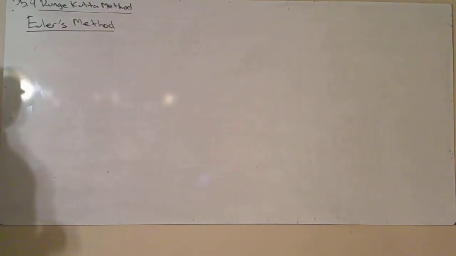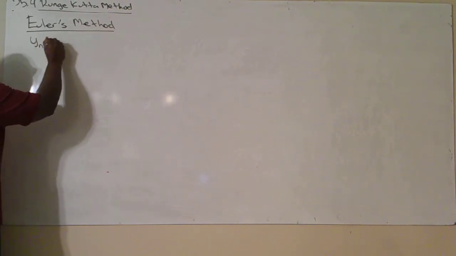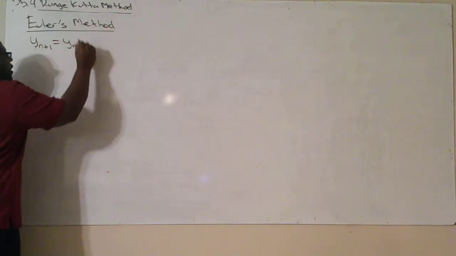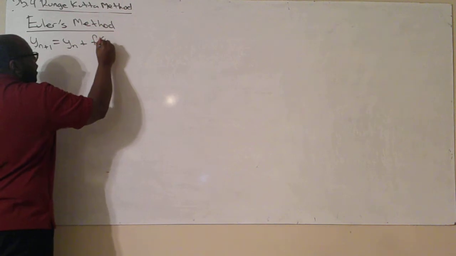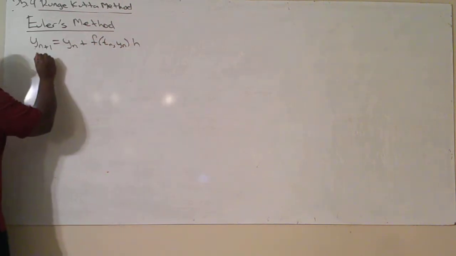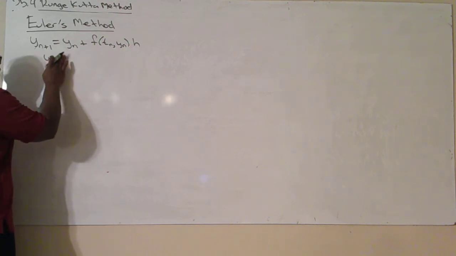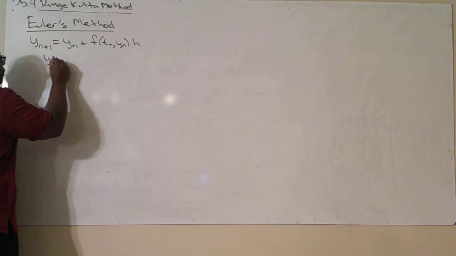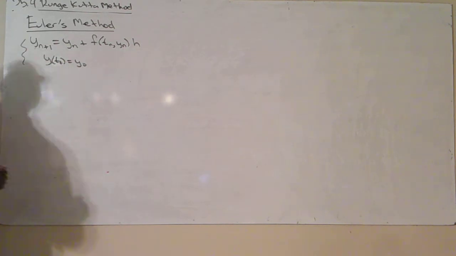Euler's method, right? And we know Euler's method is y sub n plus 1 is equal to y sub n plus h, we're going to put the h at the back, f of t sub n, y sub n times h. And we have y of t0 is equal to y sub 0. Okay. So this is Euler's method.